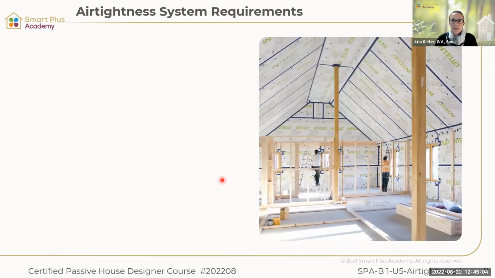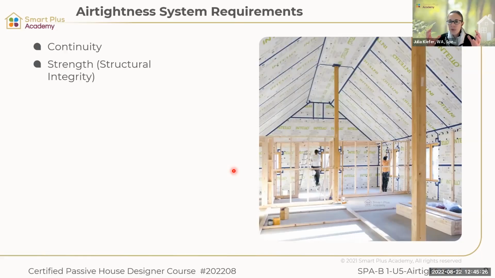So what are the airtightness system requirements? Our airtightness system needs to be continuous. That's what we said before, continuous and complete. It needs to have strength, so structural integrity. Why is that? Because we're testing our airtightness system, and we'll talk about that this afternoon, with 50 Pascal. So we are putting pressure on that airtightness system when we're testing it, and it needs to withstand that. If that falls apart, then it wasn't strong enough.